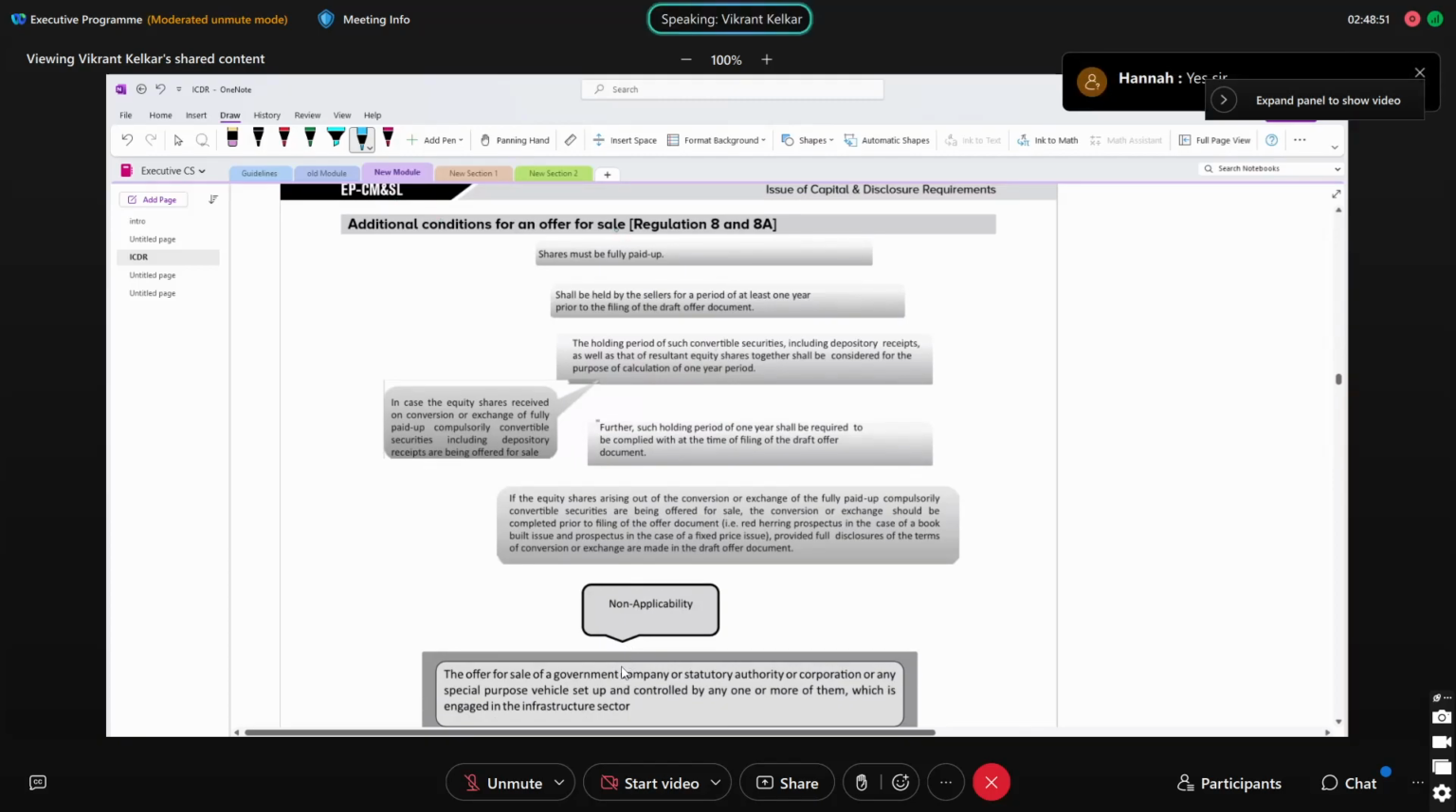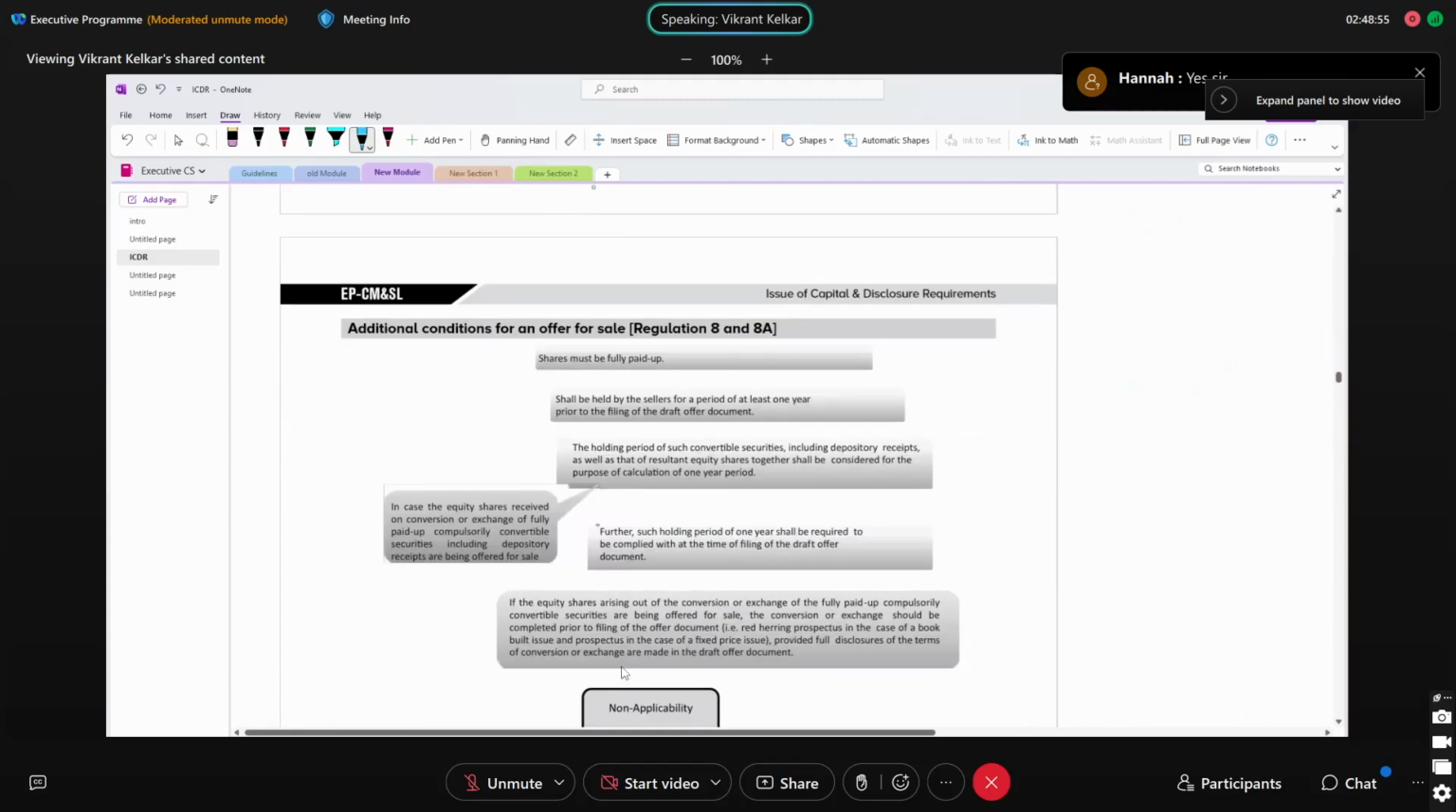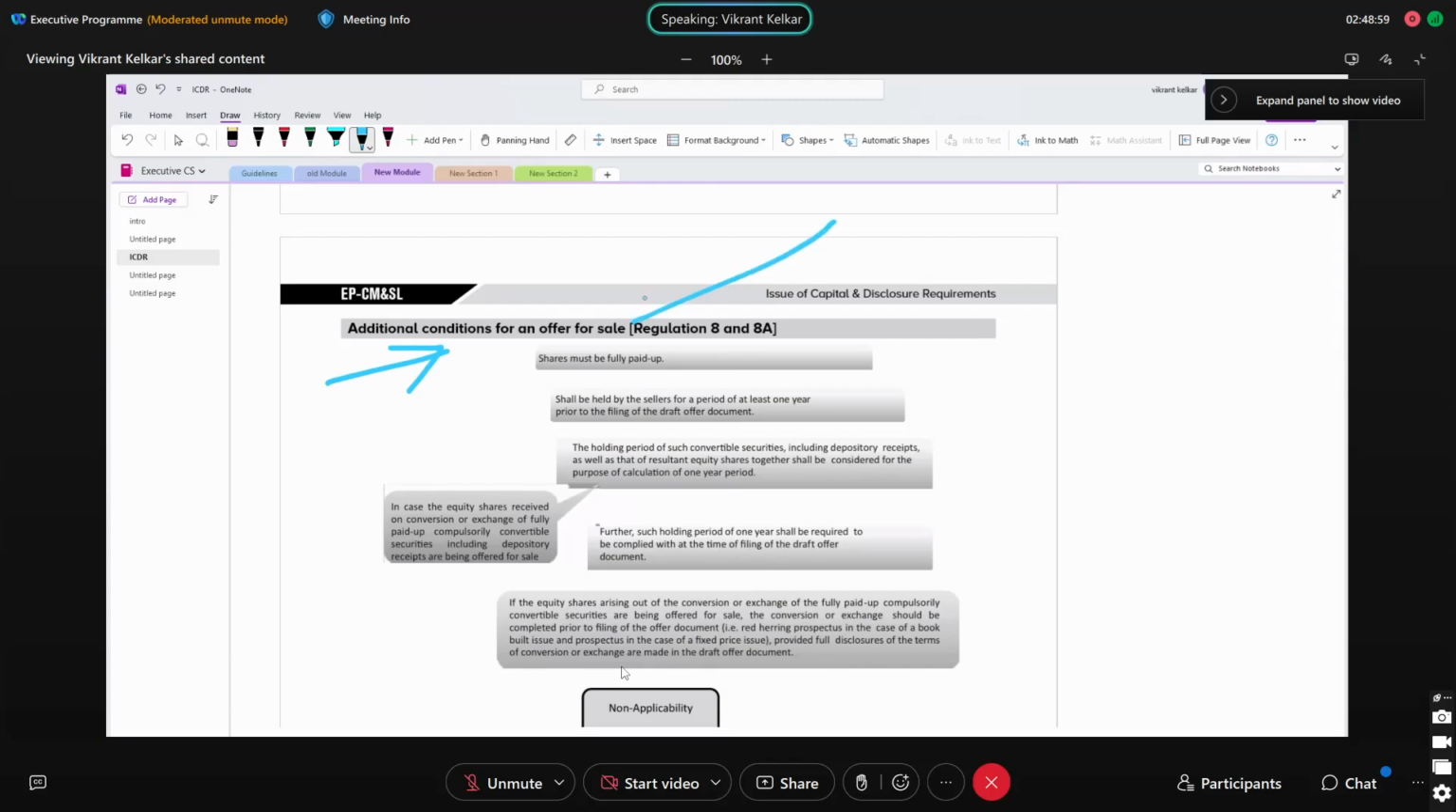Now these are the conditions we discussed for IPO, 6.1. The new condition is additional conditions for offer for sale. We just discussed what is offer for sale. What is offer for sale?